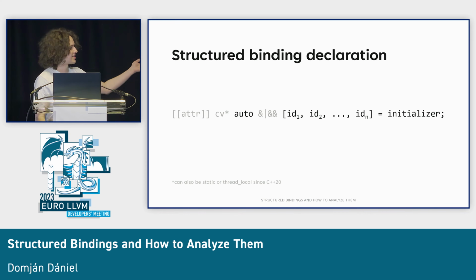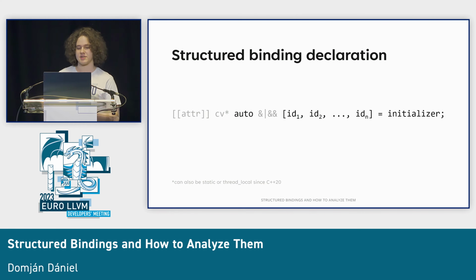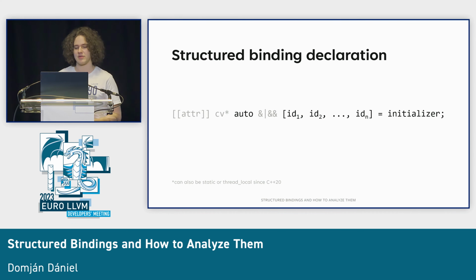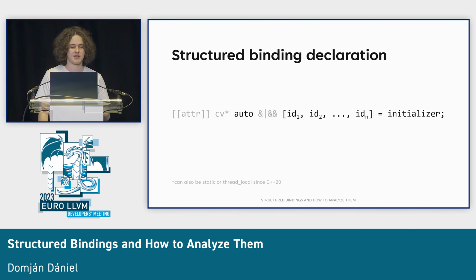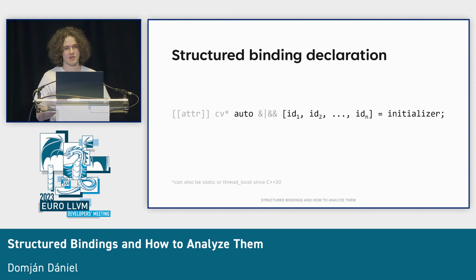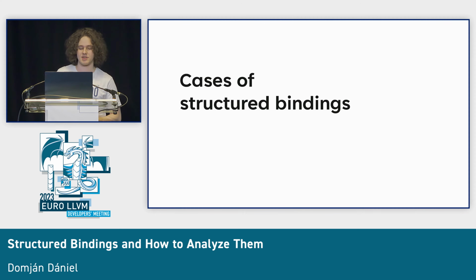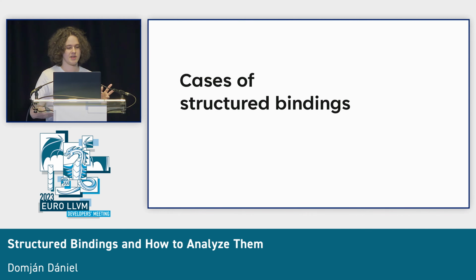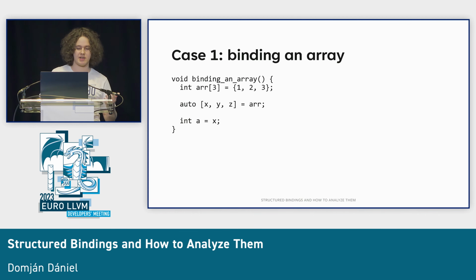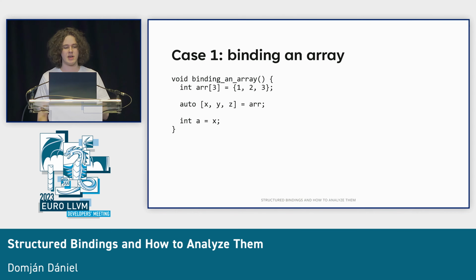So basically, this is what a structured binding declaration looks like. As you can see, it starts with the auto keyword, which can be optionally surrounded by attributes, CV qualifiers, or reference qualifiers. And then it is followed by a list of identifiers, where each identifier will represent a specific value inside the initializer, depending on the type of the initializer, which can be three different types. The first is an array. In this case, the identifiers will represent the elements inside the array, with the first identifier referring to the first element and the last identifier referring to the last element.